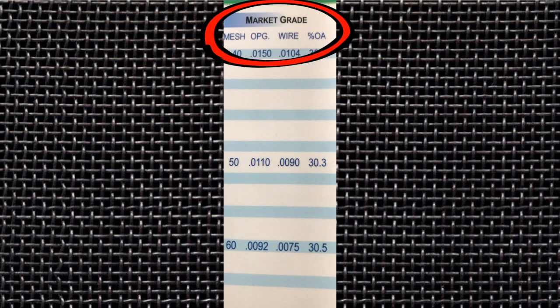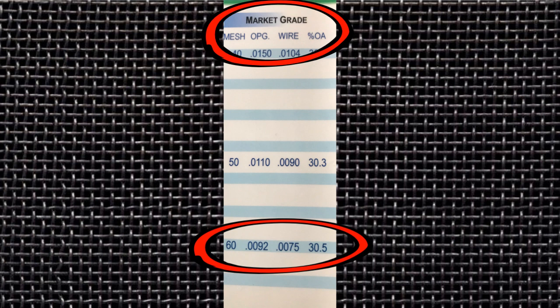Now let's say you're currently using 60 mesh market grade with a 0.0075 wire diameter. The opening is a 0.0092 with a percentage of open area at 30.5. Now let's say you want to maintain the same opening but increase the percent of open area for your application.